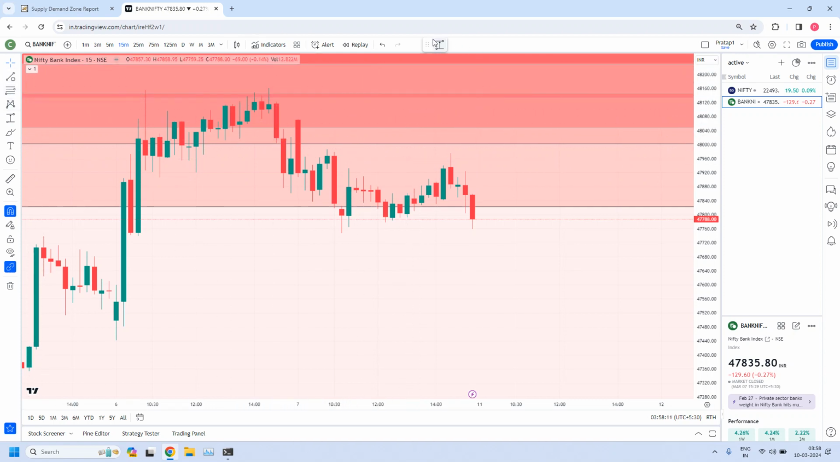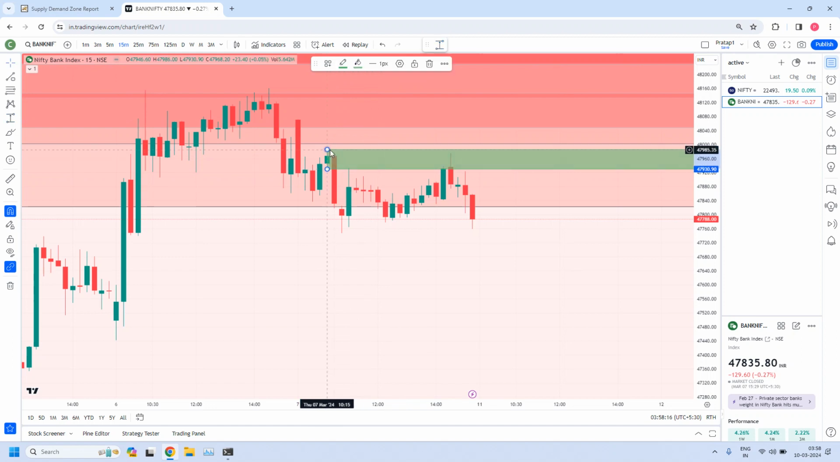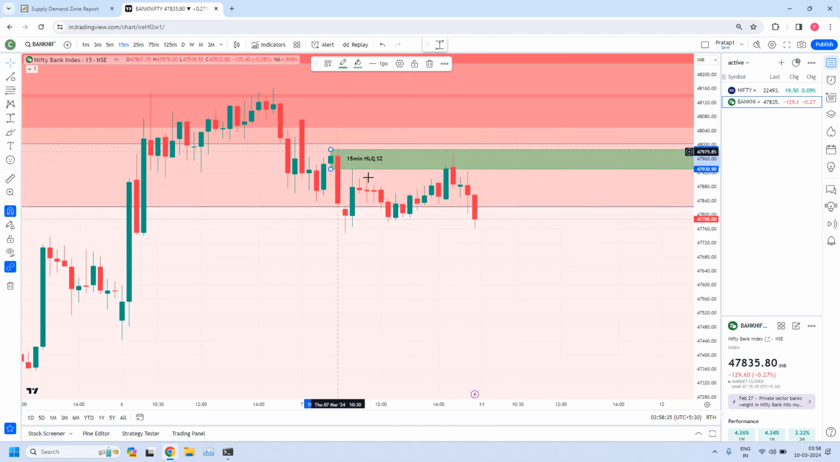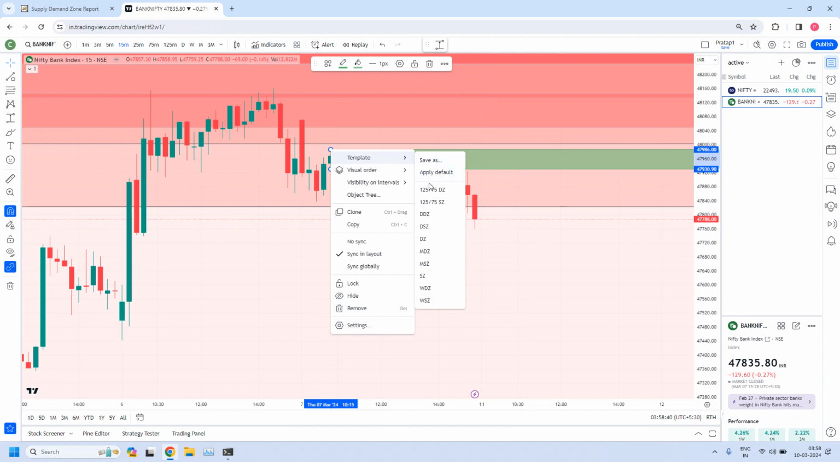This is a 15 minutes high liquidity supply zone within the sellers area. This entire red color is the sellers area. This is a newly created 15 minutes high liquidity supply zone from last week. See how it held the prices and then pushed the price. Let me change the color to supply zone.